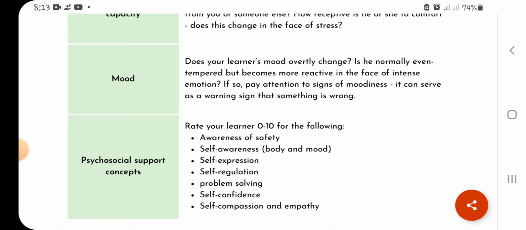May mga learners na gano'n na ngayon ang saya-saya pa lang tapos bigla na siyang low mood, bigla na lang na malungkot or bigla na lang nagagalit. Is he normally even tempered but becomes more reactive in the face of intense emotion? If so, pay attention to signs of moodiness. It can serve as a warning sign that something is wrong, especially to kids, especially to elementary learners. This can be very visible, yung bago-bago ng kanilang mood. Biglang magtatantrums, biglang iiyak, or kaya naman biglang magagalit, okay?